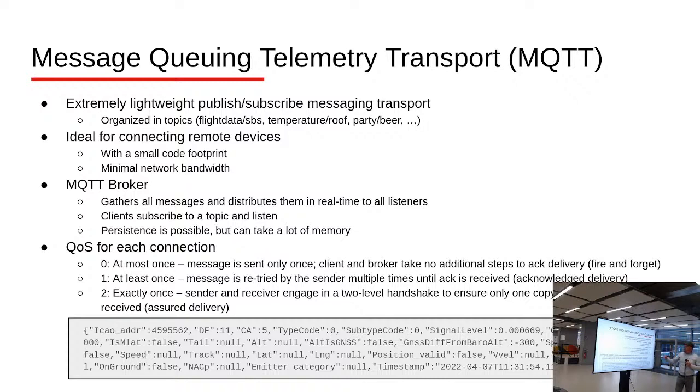Quality of service 1 is at least once, so the broker tries to resend the message and make sure that each subscribed client gets this message at least once. It cannot assure that he gets it 5 times, 10 times, 50 times, but he's sure that he gets it. So kind of the acknowledged delivery technique. And number 2, the third one, is exactly once, and that's on a handshake. The broker makes sure that the client gets the message and gets it once.